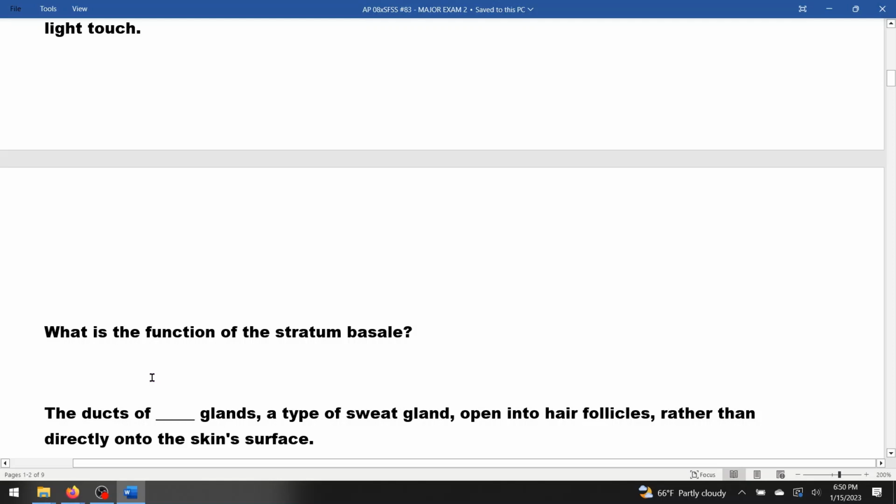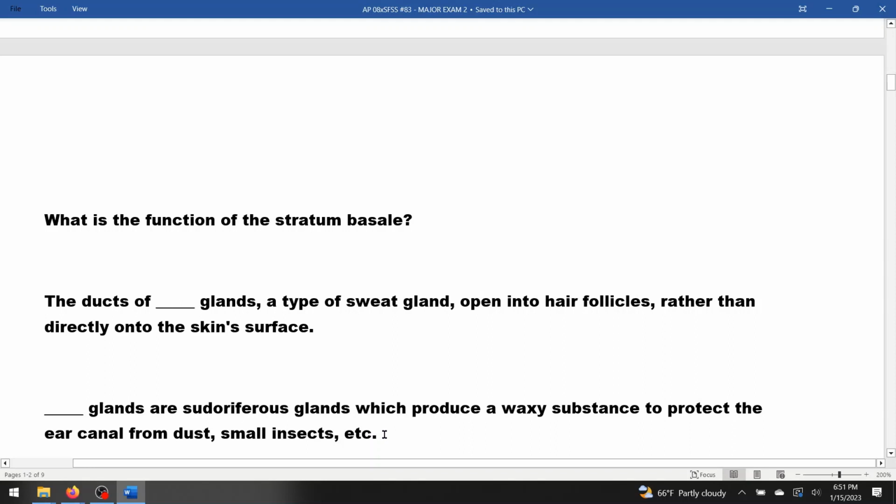The ducts of blank glands, a type of sweat gland, open into hair follicles rather than directly onto the skin surface. Okay, if it went straight to the skin surface, it would be an eccrine sweat gland, but since it uses hair follicles, this would be an apocrine sweat gland, to keep it the simplest answer as possible. There are some variety you could put there, but apocrine is a really good bet there. Blank glands are sudoriferous glands, which produce a waxy substance to protect the ear canal from dust, small insects, and so forth. So ear canal is the key here. That would be ceruminous glands.